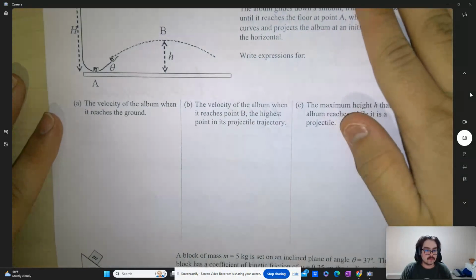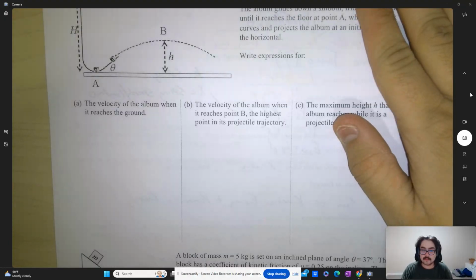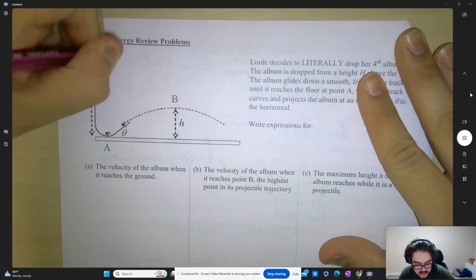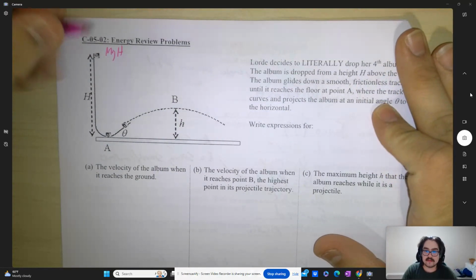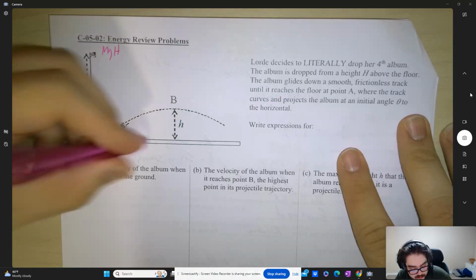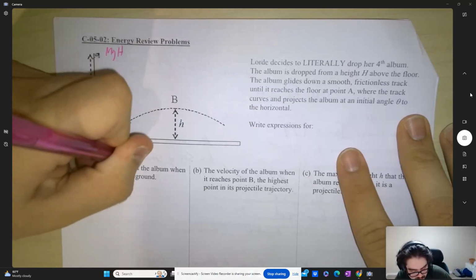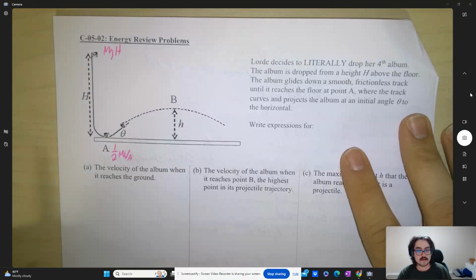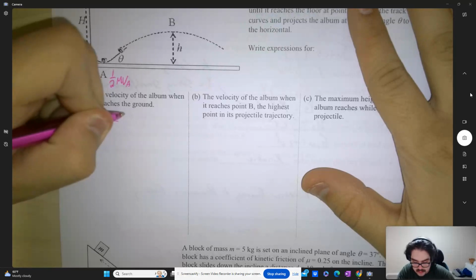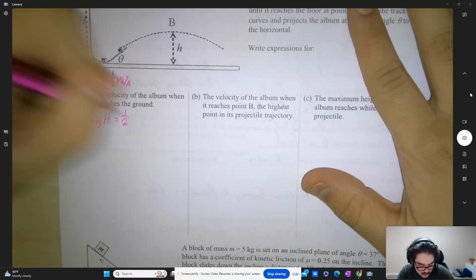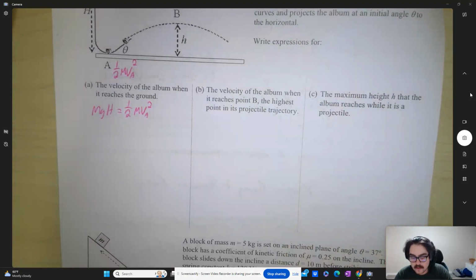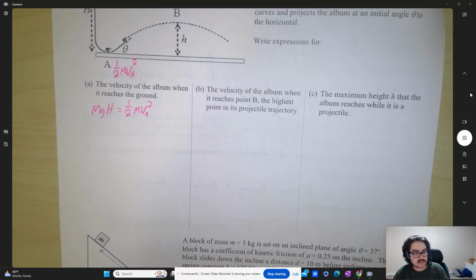So the velocity of the album when it reaches the ground is a simple energy conservation problem. At the top here we have mgH because we have gravitational potential. We initially have it at rest, and then when it hits the bottom, all of it has been turned into kinetic energy, 1/2 m v_A squared, because it's the velocity at point A. So all I have to do is take mgH and set it equal to 1/2 m v_A squared. Sorry, that should be squared right there. That's my bad.